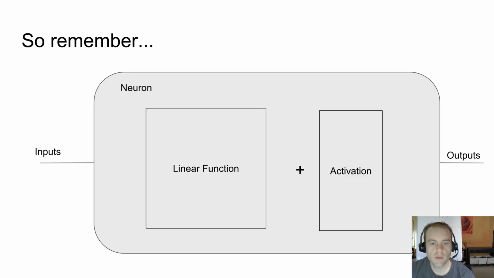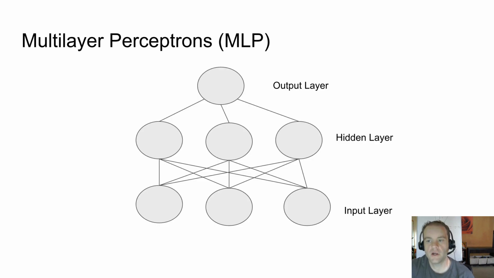So then what you need to remember is a neuron has two parts, a linear part and an activation. Inputs come in, we apply the linear function, we apply the activation function, outputs go out. Simple, right? Multilayer perceptrons then are special stacks of neurons. And we arrange these in layers. The first layer is the input layer. Second layer is the hidden layer. Third layer is the output layer.